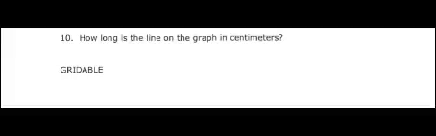Number 10. How long is the line on the graph in centimeters? So using the picture from number 9, please measure in centimeters and bubble that on your Scantron. Make sure that you're considering if there's a decimal place on your grid, that you're using your proper place value. If you have any questions about making sure that you've got your answer in there correctly, please ask one of the teachers to help you and make sure that you understand how to fill those graphs out on the grids.